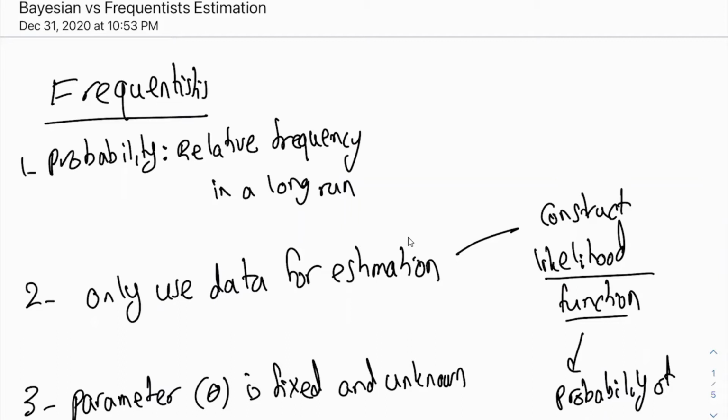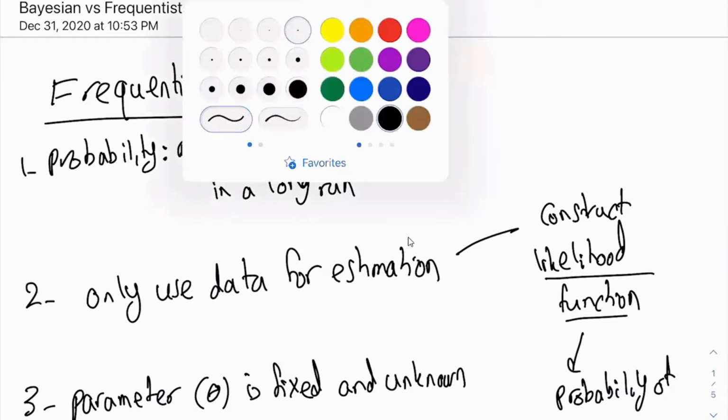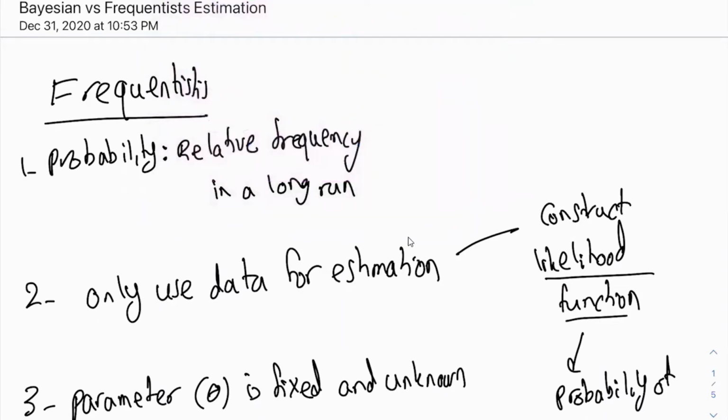But as far as estimation is concerned, the frequentist approach assumes the parameter theta, the parameter we are trying to estimate, is fixed and unknown. So they would construct something known as a likelihood function, and they will maximize this likelihood function with respect to the parameter to find the optimal value of this parameter.